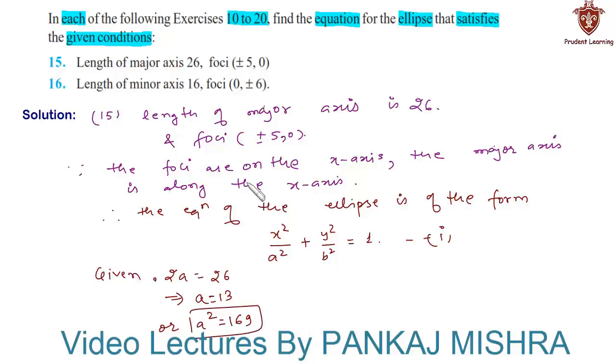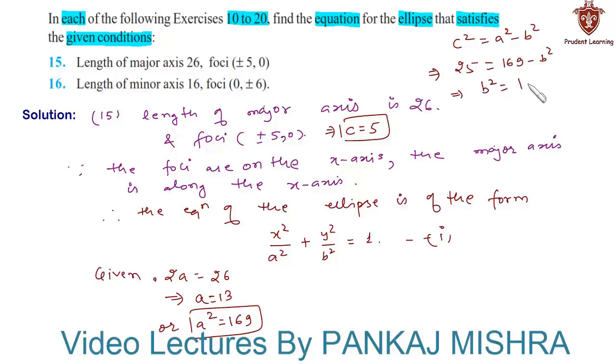Also we are given that foci are at plus minus 5, 0. This implies that c is equal to 5. So by using the value of c and a square, we can easily find the value of b square with the help of the relation c square is equal to a square minus b square. This implies that 25 is equal to 169 minus b square, or we can say that b square is equal to 169 minus 25. This finally gives us b square as 144.